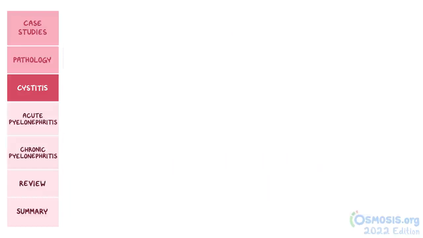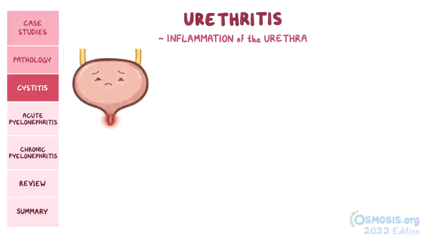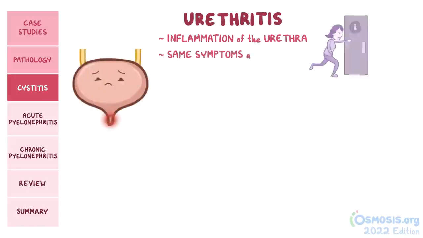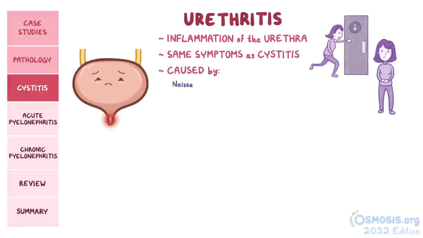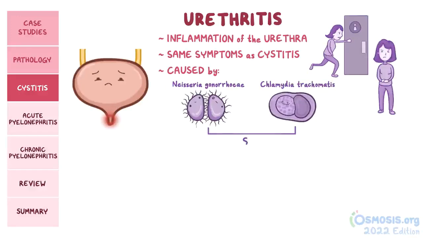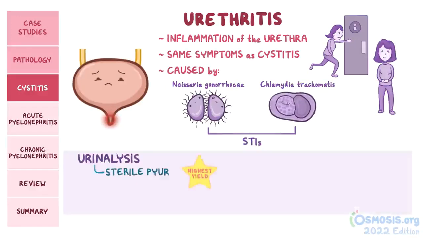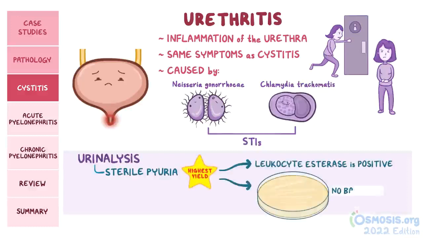Now, sometimes cystitis can be mistaken for urethritis, which is inflammation of the urethra. Urethritis can present with the same symptoms as cystitis, but the difference is that urethritis is most commonly caused by Neisseria gonorrhoeae, as well as Chlamydia trachomatis. Both of these are sexually transmitted infections. With both, urinalysis shows sterile pyuria, meaning that leukocyte esterase is positive, but when cultures are done, no bacteria are found.